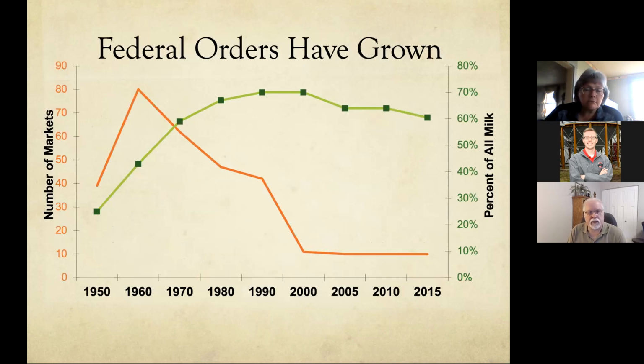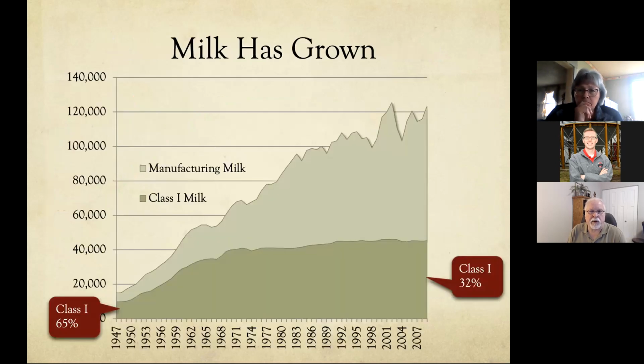I should have updated this chart. This doesn't even show where California joined. We now have 10 federal orders, and they are pricing milk, that's approaching 80%, with California involved in that. So a fair amount of the milk in this country, but not all the milk. So federal orders are pricing most of the milk, but not all of it.